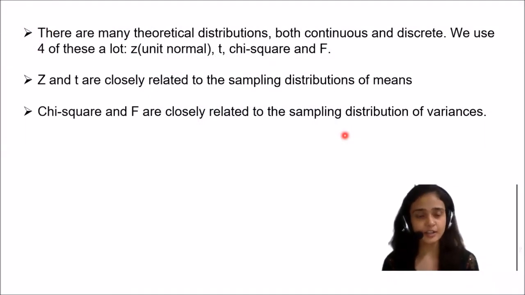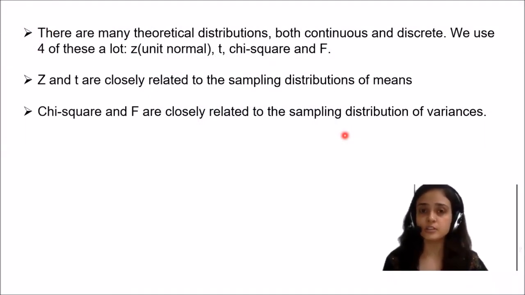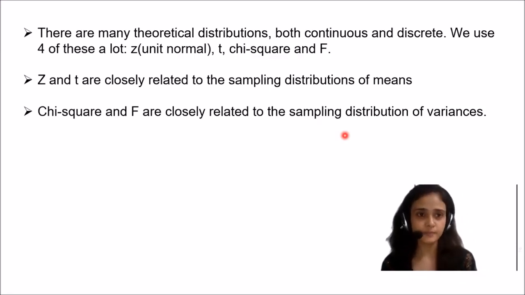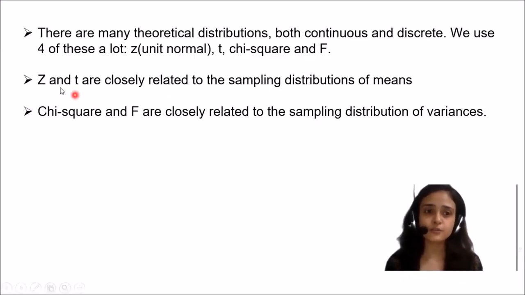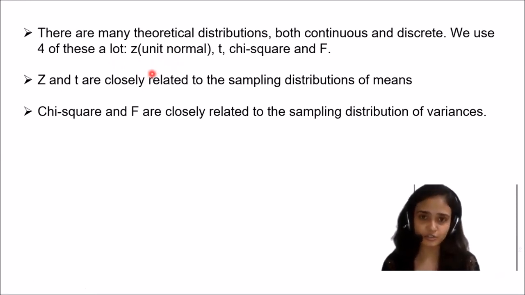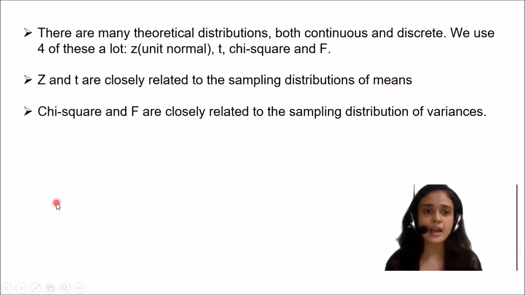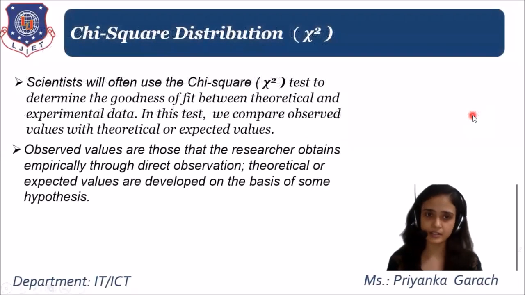So let's see that. There are many theoretical distributions, both continuous and discrete. But we use four of these a lot: the z distribution, t distribution, chi-square and the F distribution. The t and z distributions are closely related to the sampling distribution of means, and the chi-square and F are closely related to the sampling distribution of the variances.